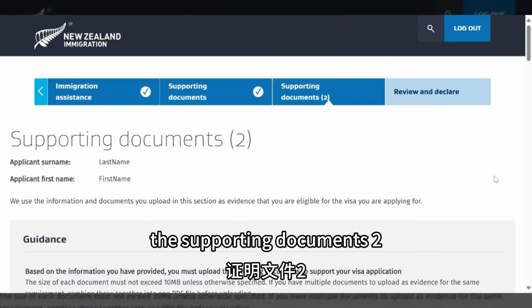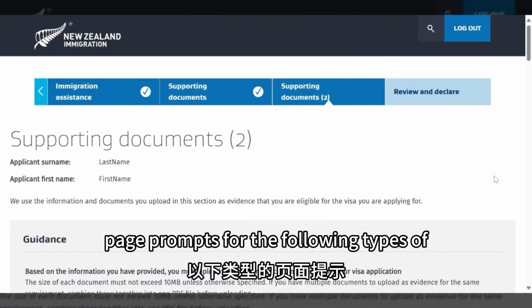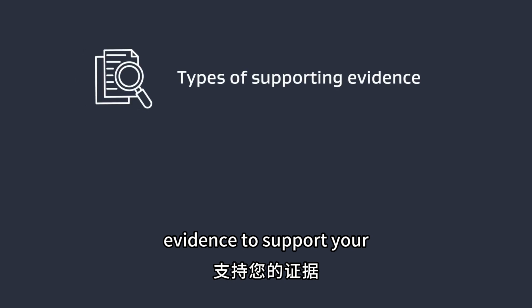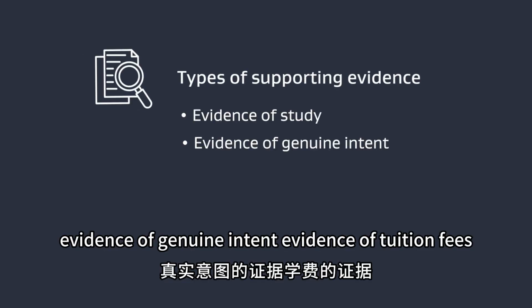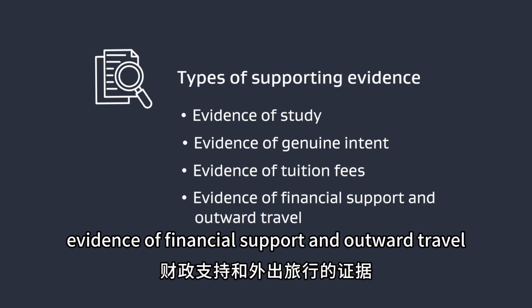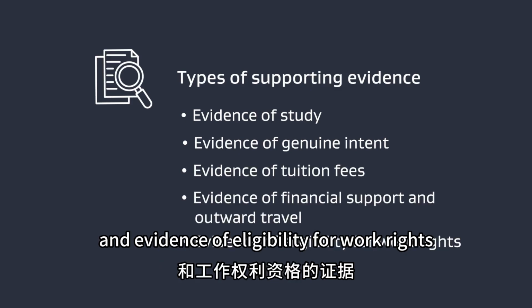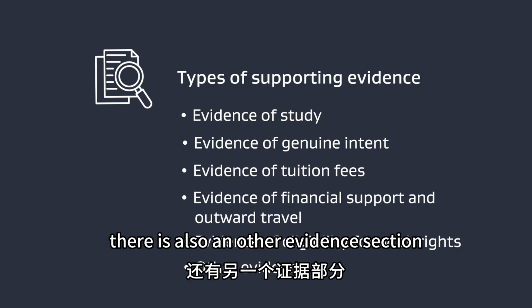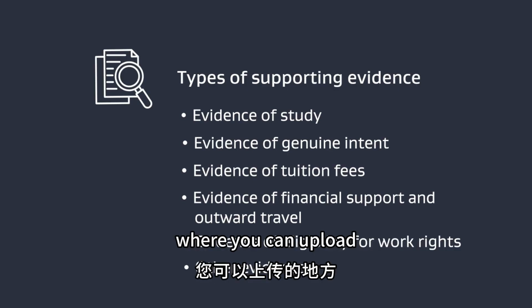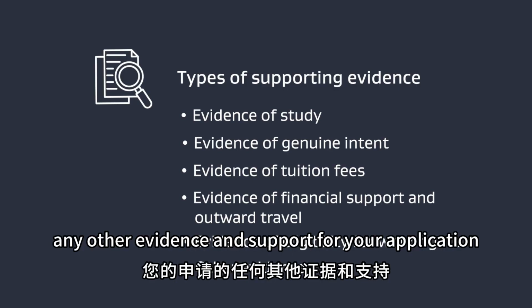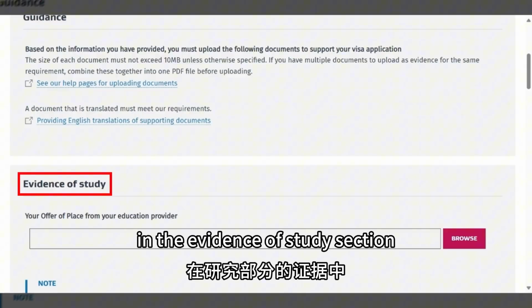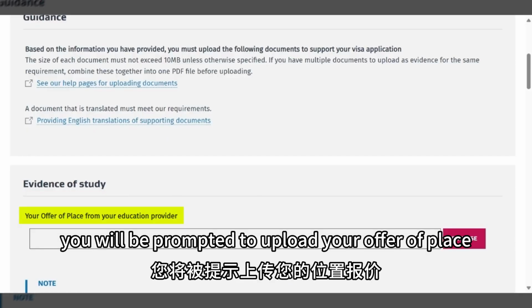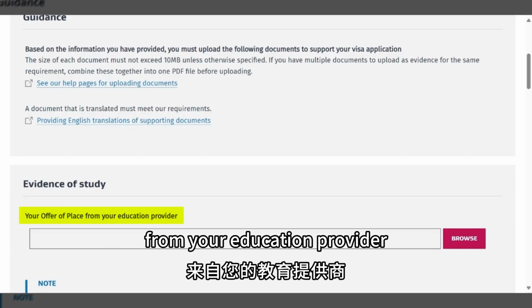The Supporting Documents 2 page prompts for the following types of evidence to support your application: evidence of study, evidence of genuine intent, evidence of tuition fees, evidence of financial support and outward travel, and evidence of eligibility for work rights if applicable. There is also an Other Evidence section where you can upload any other evidence in support of your application. In the Evidence of Study section, you will be prompted to upload your offer of place from your education provider.